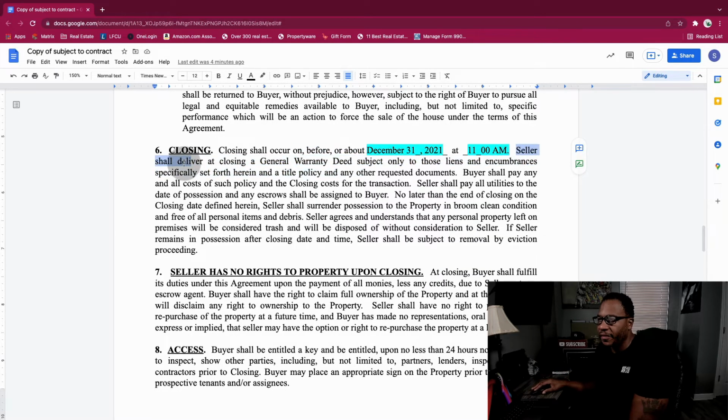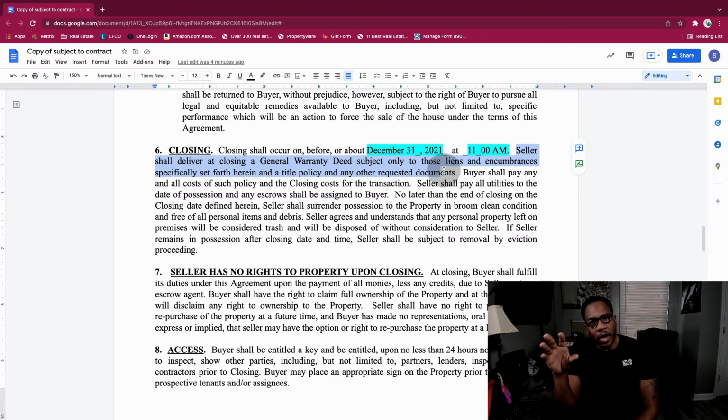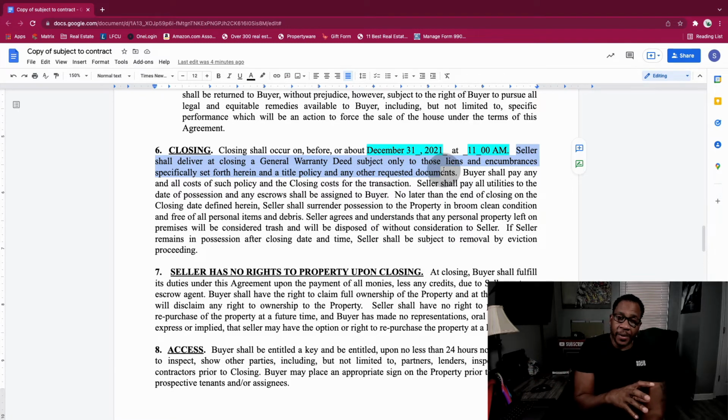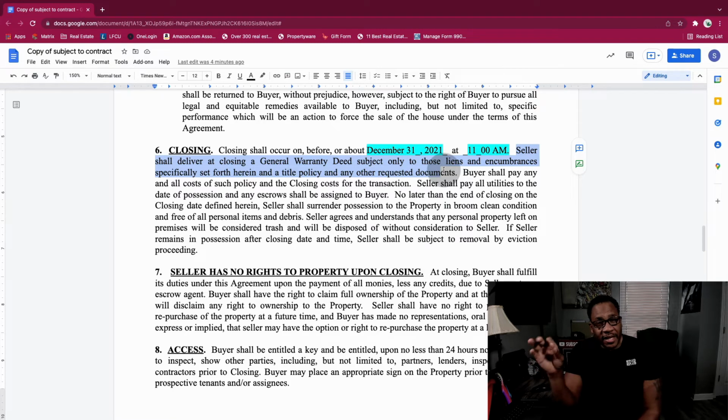This says the seller shall deliver at closing a general warranty deed subject only to those liens and encumbrances. Please be sure that you are aware of all the liens and any encumbrances, anything that is attached to that property before you purchase this property. Because if you don't know what is attached to that property, let's say there's a mechanical lien on it. A mechanical lien is when, let's say a contractor goes up there and fixes the roof.